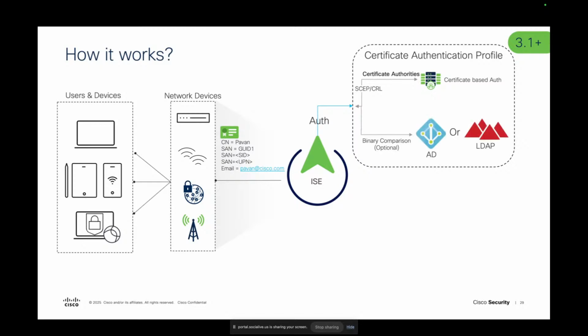Then on top of it, you can also do a binary comparison by extracting additional attributes from the certificate. You can also look up against your Active Directory or even LDAP. That's possible in ISE. Binary comparison is not possible only with Active Directory, it's also possible with LDAP as well. So once the authentication is successful, and the binary comparison, which is an optional piece, is successful, then as part of authorization, the extracted values, the GUID values or the MAC address, are going to be queried against the MDM vendor, and it's going to get the response back.